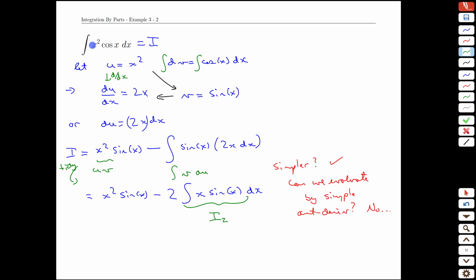sine, following the idea that we had with x squared cos. We got rid of one x to have x sine. If we do that process again, we should be able to get rid of that x. And that's our inspiration.